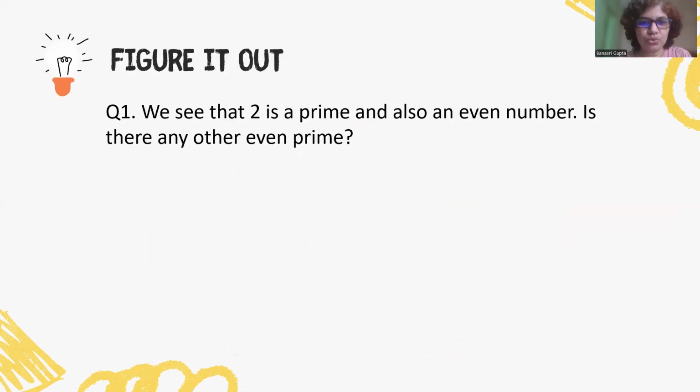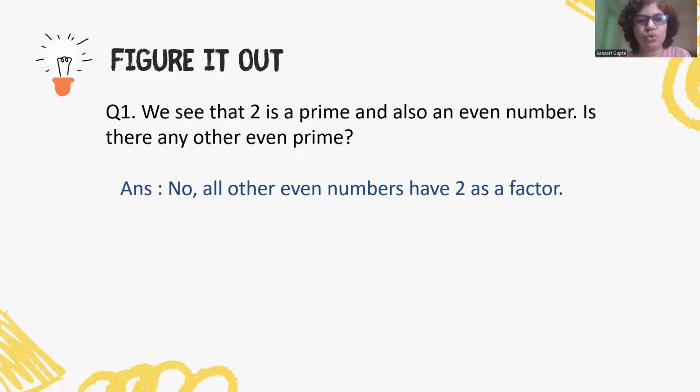Now let's do some Figure it Out questions from the textbook, Ganita Prakash. First question: we see that 2 is a prime and also an even number. Is there any other even prime number? The answer is no. All other even numbers have 2 as a factor, so by the definition of a prime number, those numbers cannot be prime because other than 1 and itself, they have 2 as a factor.